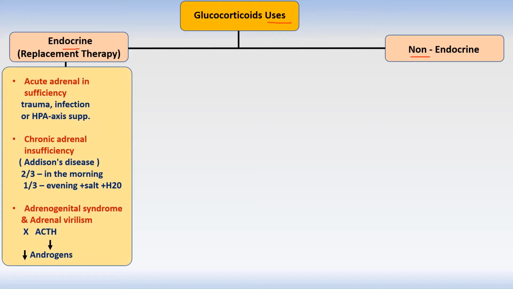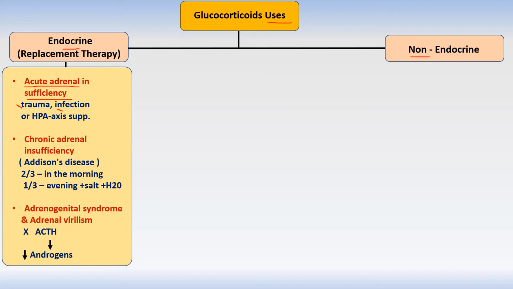These glucocorticoids are mainly used in the case of acute adrenal insufficiency. This is mainly due to the trauma, infection or hemorrhage of the adrenal gland, and this will lead to the decrease in the adrenal corticotropic hormone.